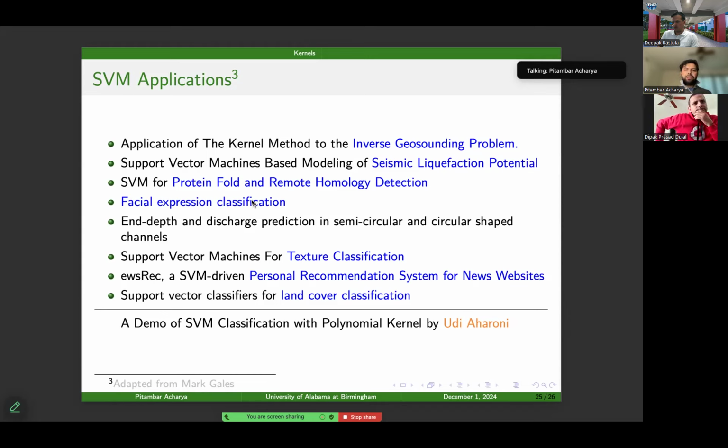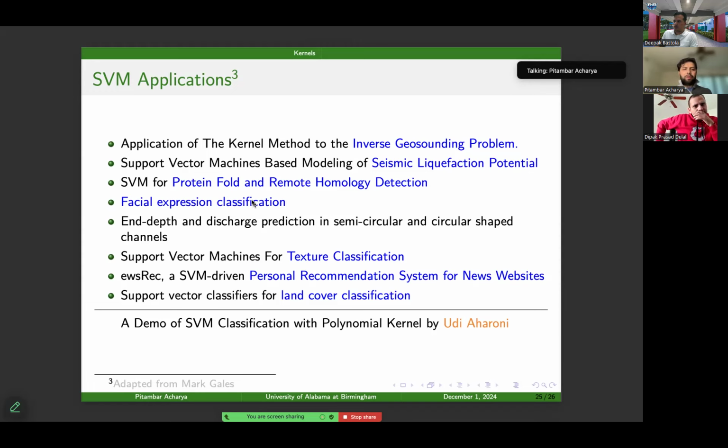Also in texture classification, support vector machines are useful. For example, an image might be smooth or rough. How can we classify the data? Support vector machine plays a great role. And there are personal recommendation systems for news websites. There is a support vector machine driven news website called EWS Rec.